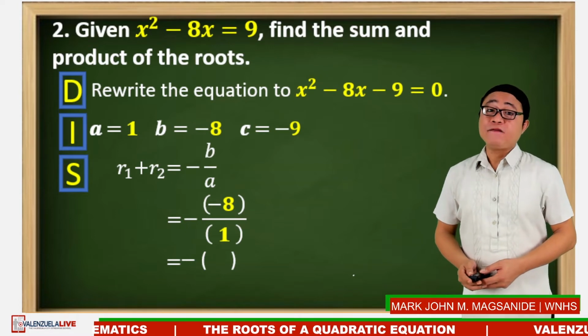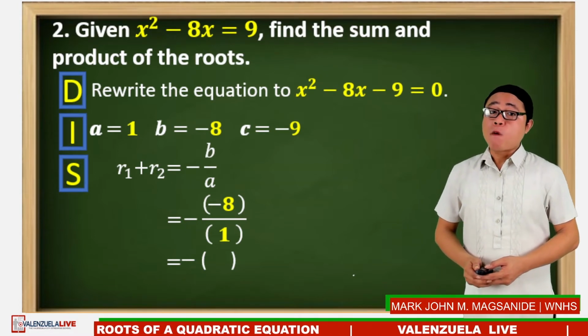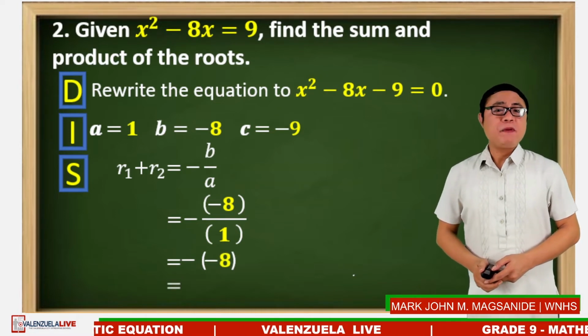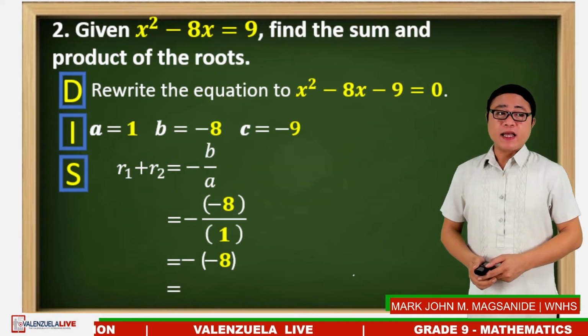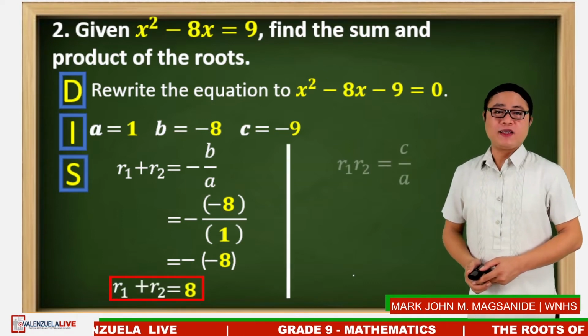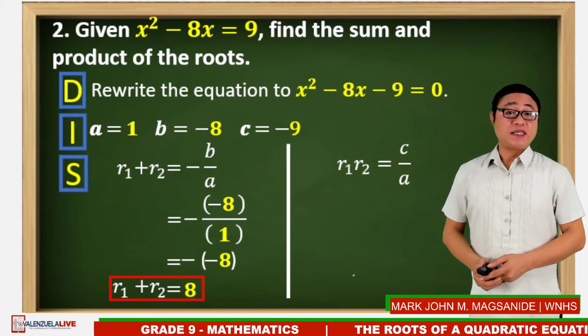Next is to divide negative 8 by 1. The quotient is negative 8. And simplify to get the answer. Negative times negative 8 is positive 8. Therefore, the sum of the roots is positive 8.